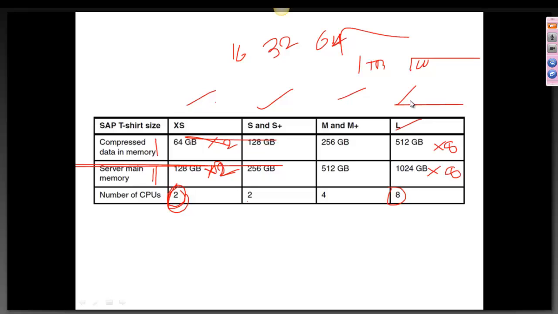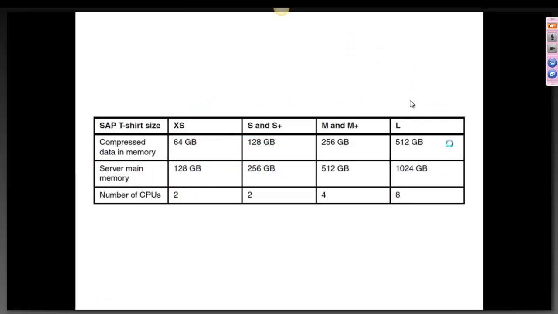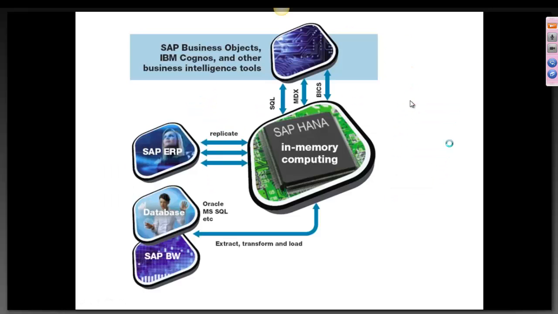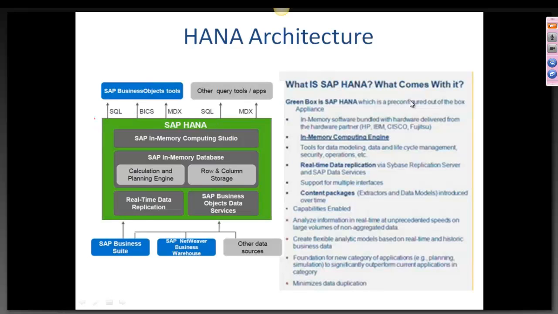Once you have purchased this hardware, on top of that we are going to install the SAP HANA appliance. This is the SAP HANA appliance box. When you purchase a license from SAP, they will give you this center green color box. Is that clear? Yeah, clear.